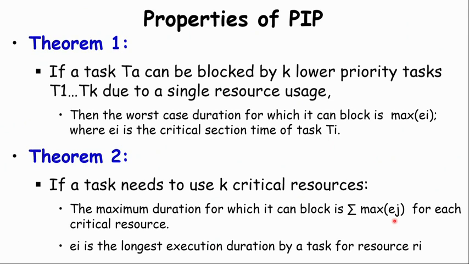If there are 3 resources and these 3 resources are used by different sets of lower priority tasks, then the total blocking time for the high priority task in the worst case will be the blocking time for the first resource plus the blocking time of the second resource plus the blocking time of the third resource, where the blocking time for each resource is given by theorem 1.